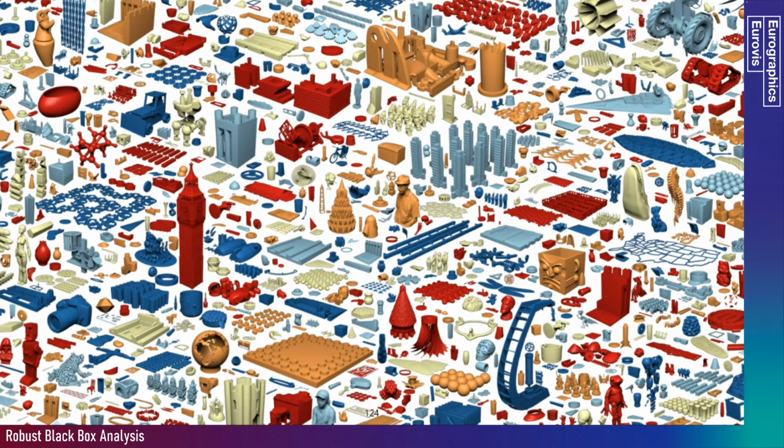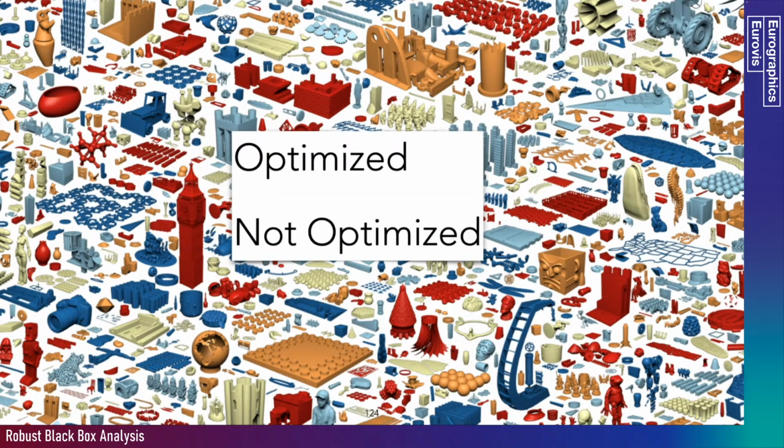What we did, we just took this Thingi10K dataset and generated two datasets. Since we want to study how our method behaves for bad meshes, we run the tetrahedral meshing fully optimized to the very end to get the best possible quality, and we also run it for the non-optimized. So we just stop the optimization as soon as possible.